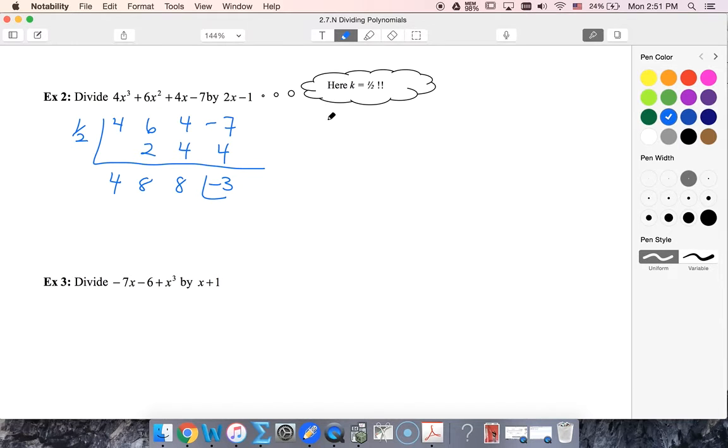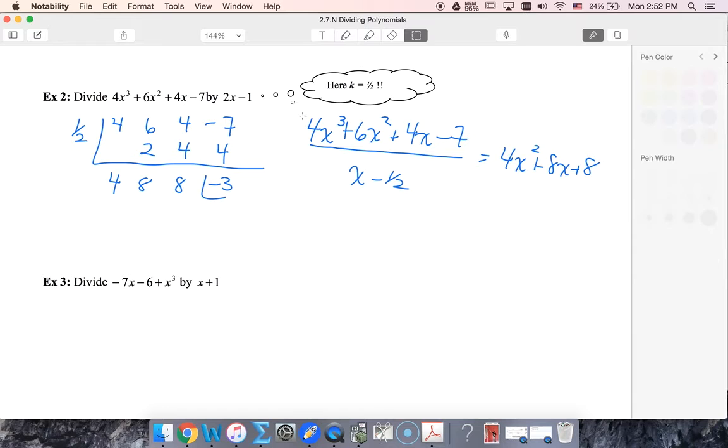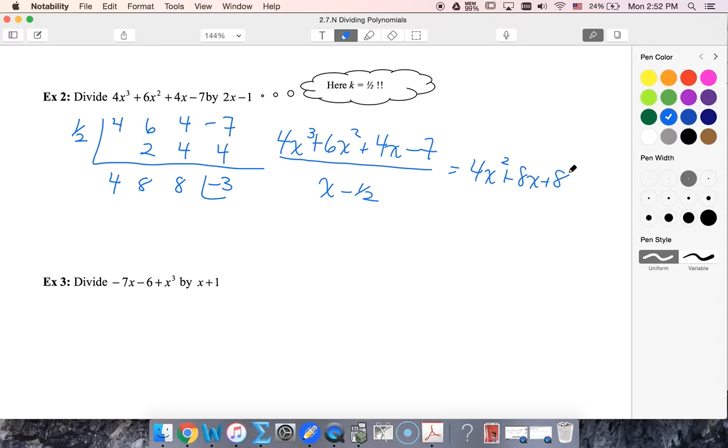So what this implies is that 4x cubed plus 6x squared plus 4x minus 7, divided by x minus 1/2, would be equal to 4x squared plus 8x plus 8, and then minus 3 over my divisor, x minus 1/2.